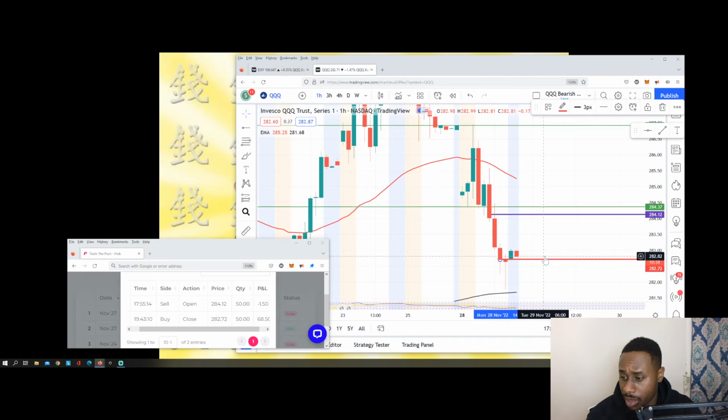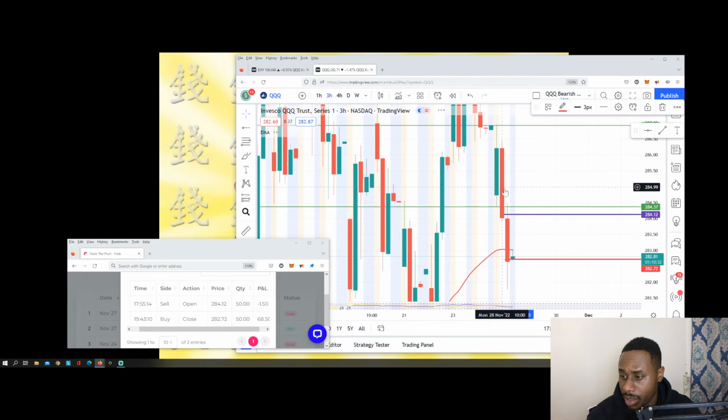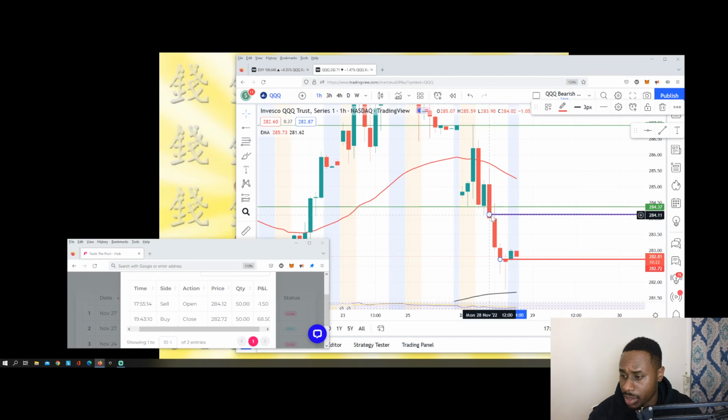Right, so I entered just based on it breaking the support and resistance formed by the 3-hour candle here. So this was the high of the morning, this was the low of the morning, and then I just entered once it began to close down here. Once it closed down here, I entered and just rode it down to here, exited at 68.